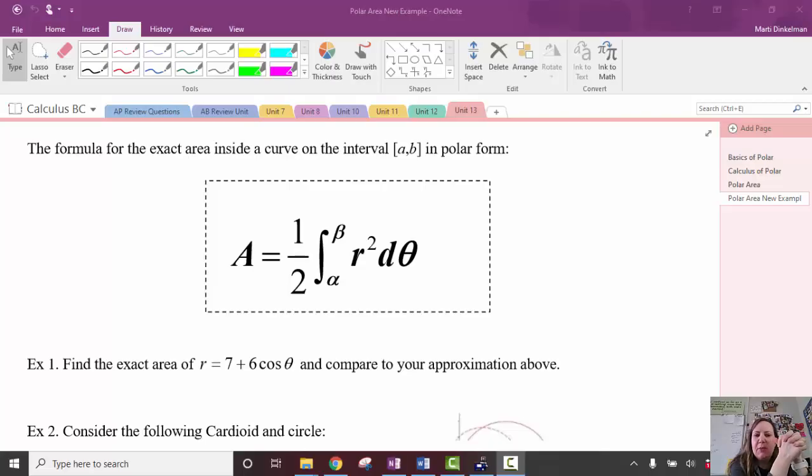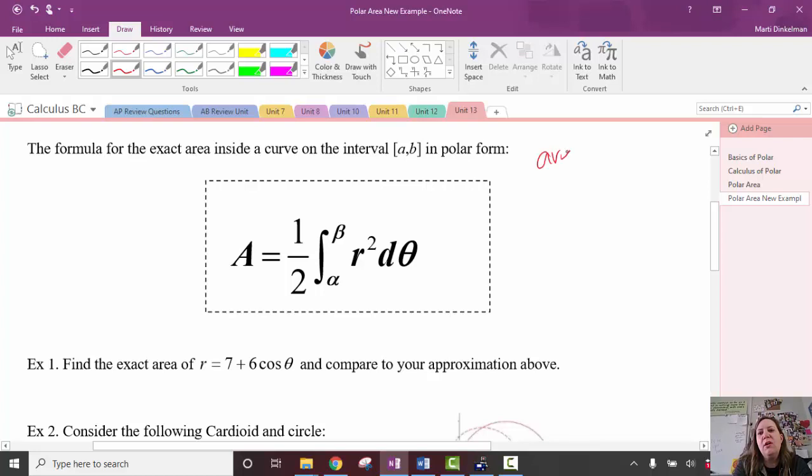Hey everybody, this is Mrs. Dinkelman, and these are the last set of notes for the year about polar area. I'm going to skip that first page. Really, that's for if we were actually together and in groups and we could work on this. But what it's trying to get us to understand is the way that we collect area for polar.